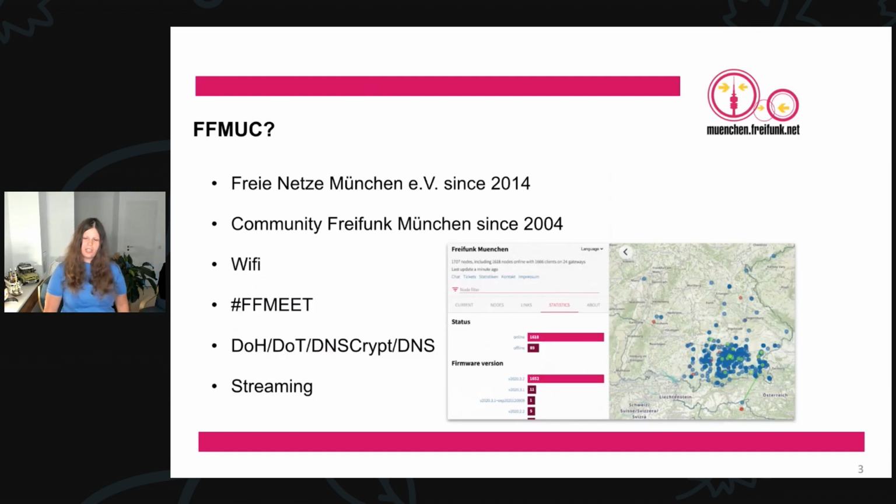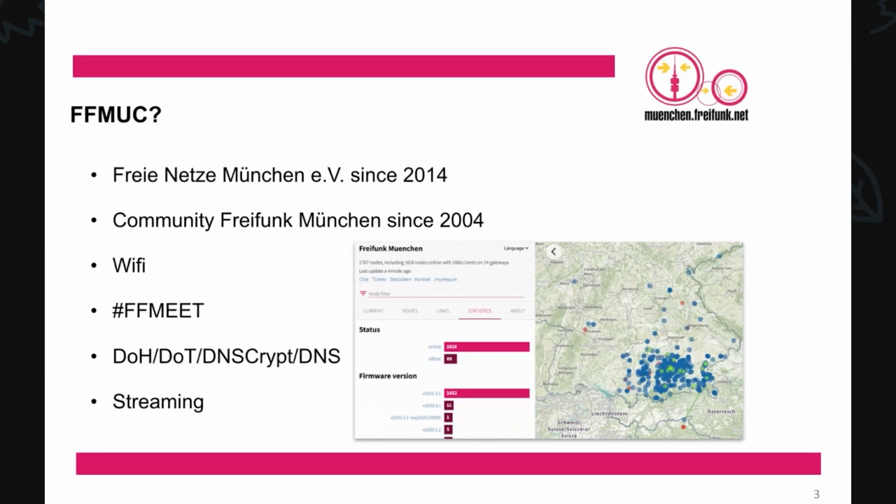So what's Freie Netze München? What's FFMUC? It's an open community network which does Wi-Fi, and we also do some stuff like FFmeet, which is a free video conferencing system, which also needs good peering because video needs good connections, and that's why we are now deep into peering. We also run some other privacy-related services like DoH, DoT, DNSCrypt, and DNS, and a little streaming service, but that's just for us.